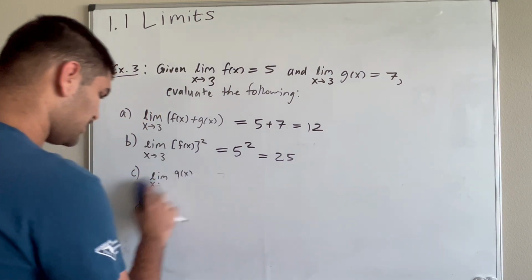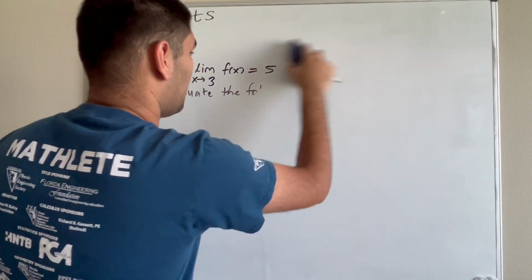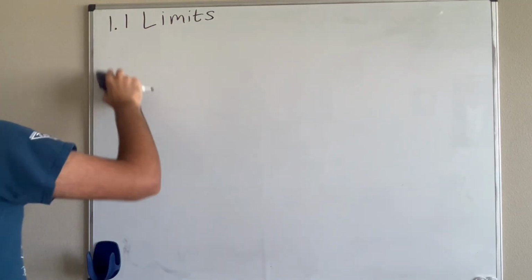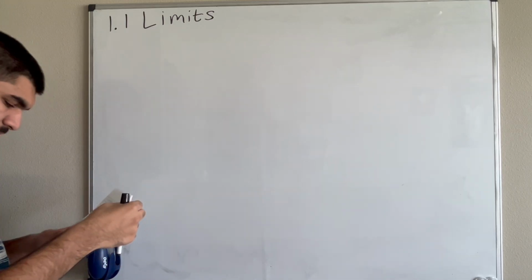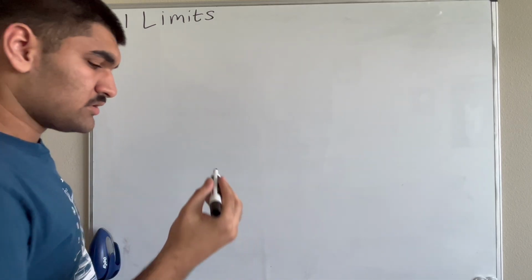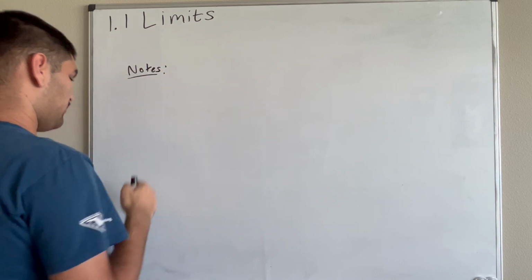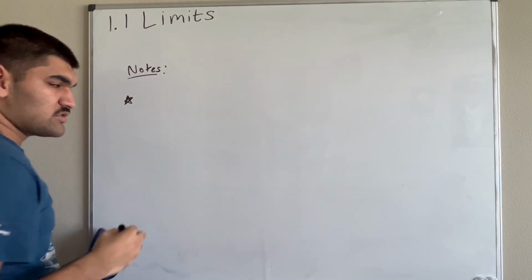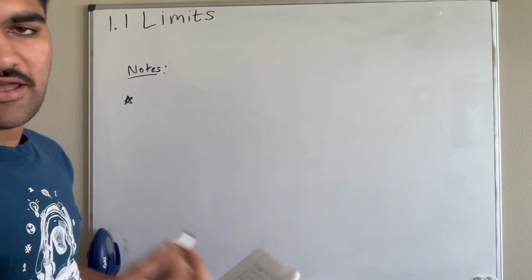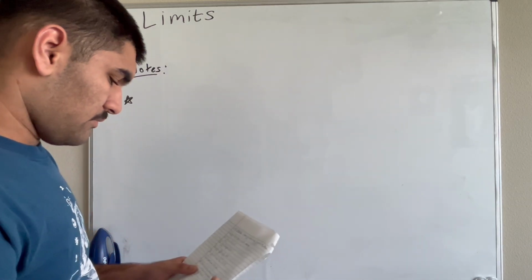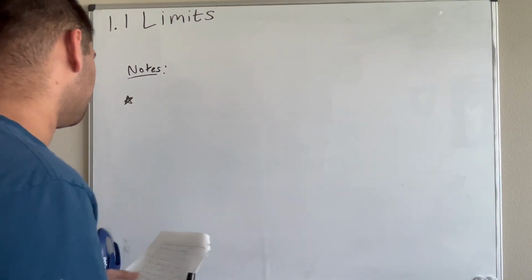So now we're reaching the end of this video. There are a couple of last remarks that I need to make. Some important notes. Firstly, the function need not be defined at the point where the limit is approaching. And I've talked about this before also.